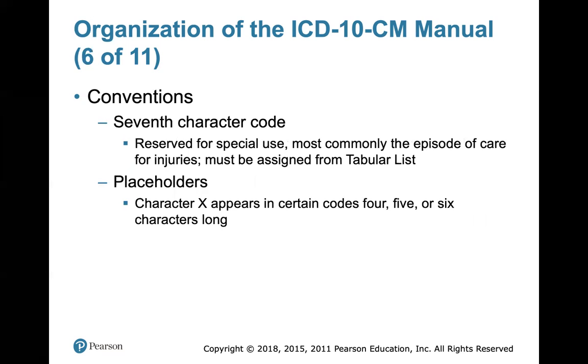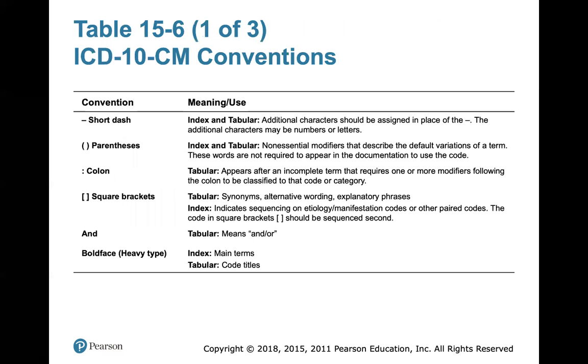7th character code is reserved for special use, most commonly the episode of care for injuries, must be assigned from tabular list. So if you read some codes, it'll say sucked into a jet engine subsequent encounter. So that's what they mean by the episode of care. Placeholders, the X appears in certain codes 4, 5, or 6 characters long. So here are the conventions, as you can see.